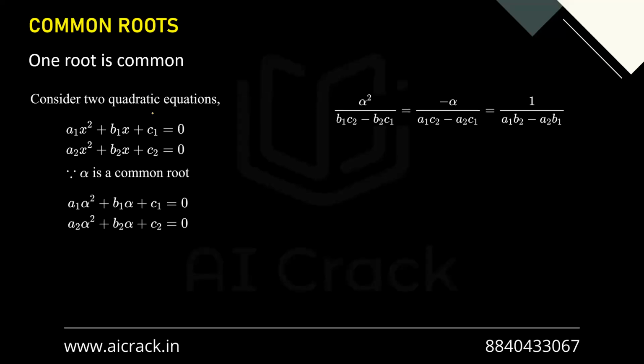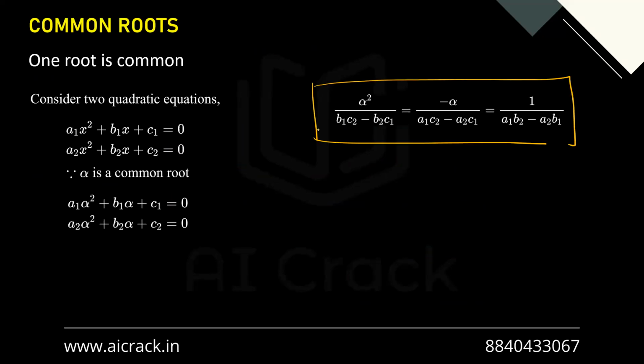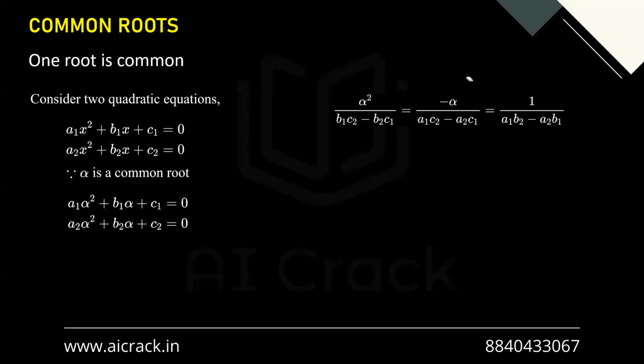Okay, so we have these two quadratic equations, a1x square plus b1x plus c1 equals to 0, a2x square plus b2x plus c2 equals to 0, and alpha is a common root. So when alpha is a common root, it's going to satisfy both the equations. That's why a1 alpha square plus b1 alpha plus c1 equals to 0, and a2 alpha square plus b2 alpha plus c2 equals to 0. Okay, now we have got this condition. Just like we have got this condition in the first case, we have got this condition in this second case. Okay, how did we get this condition? Although it seems very complicated, but how did we get this condition?